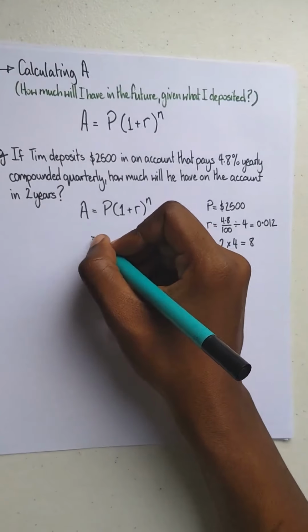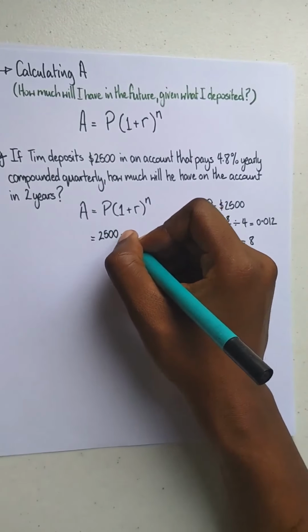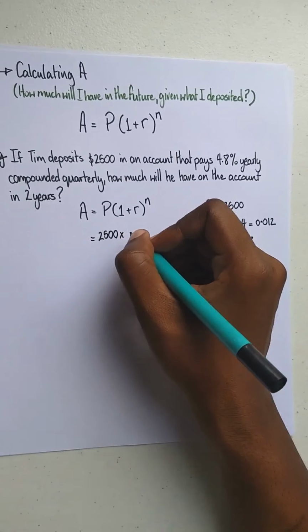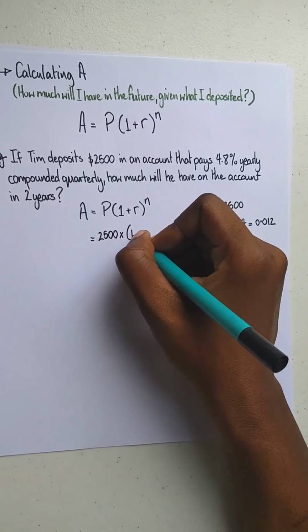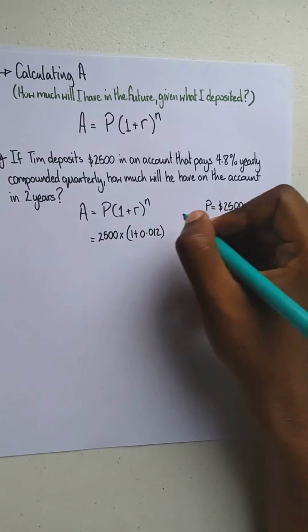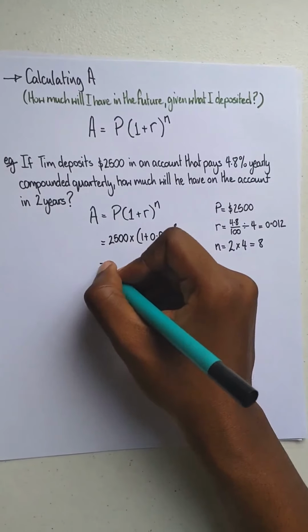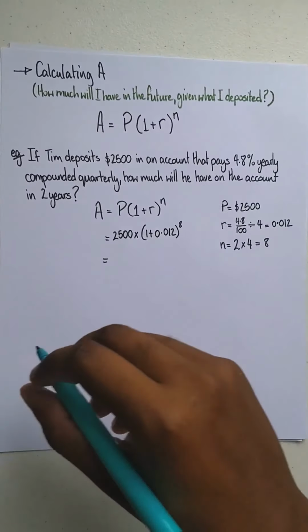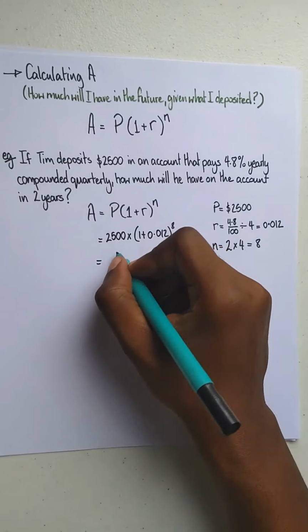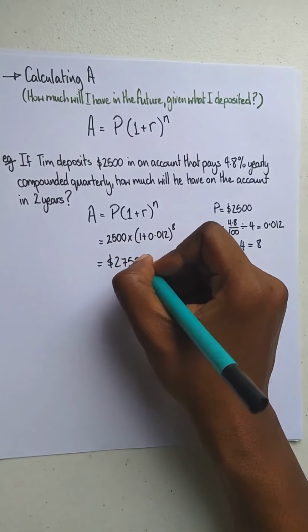Therefore, for our solution, we must input 2,500 multiplied by 1 plus 0.012 raised to the power 8. When you input that in your calculator, you should get $2,750.33.